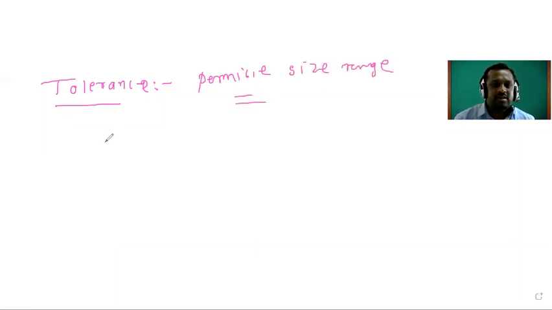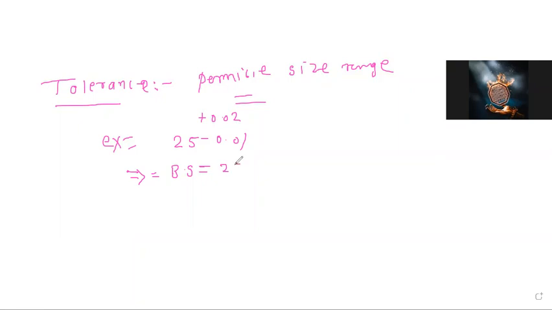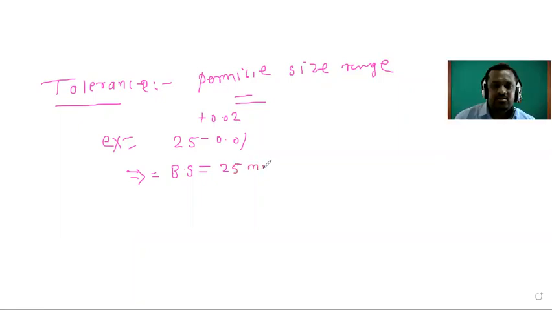For example, suppose as the example we'll take 25, plus 0.02 minus 0.01. Then first you have to write down your basic size. What is the basic size? Basic size is nothing but the exact size. Basic size means the exact size in short. What is the basic size here? 25. Now 25 is our basic size.